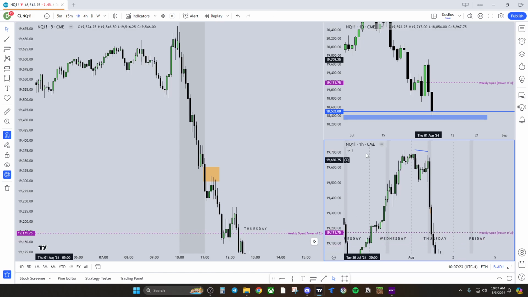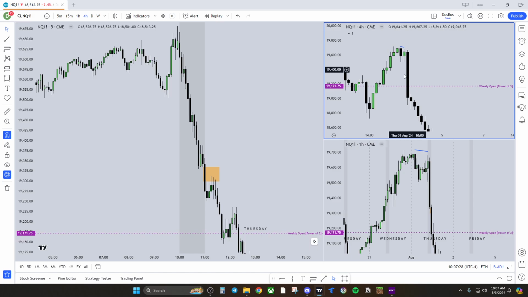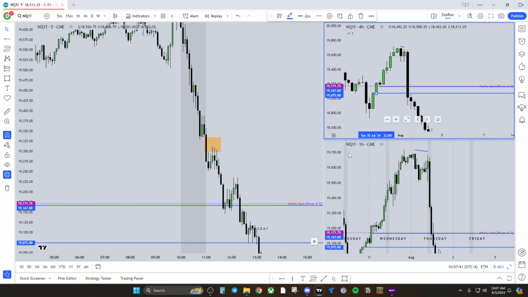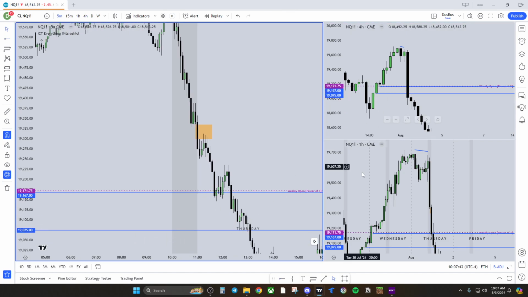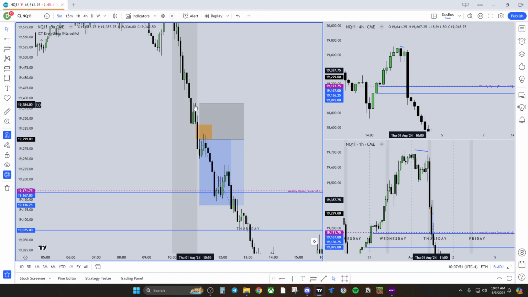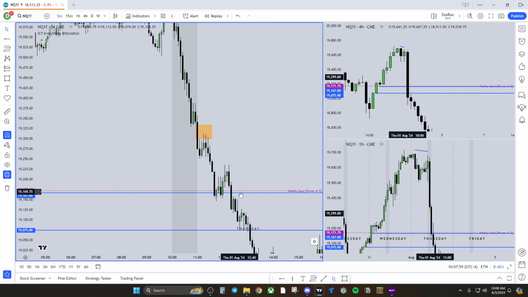and then take you to a 4 hour. So within this range, this is what I was looking at to target. So this inefficiency with weekly open and this other inefficiency. So ideally short right here, stop at the candle 1, 2.5R on Thursday. So that's Thursday.